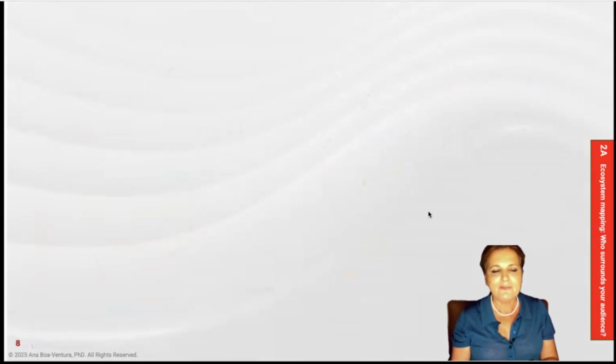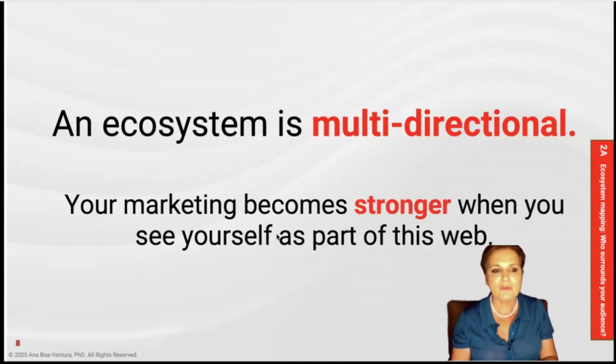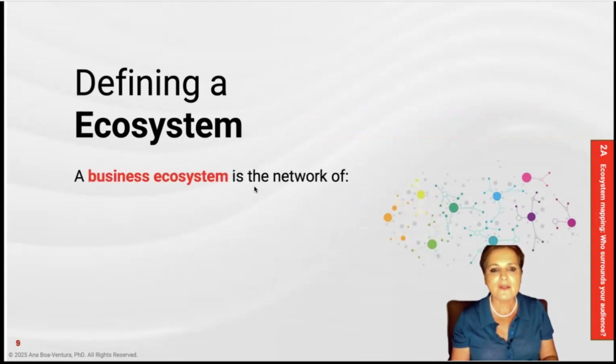So I really want you to think of an ecosystem, the fact that an ecosystem is multi-directional, right? It's very important. And so your marketing becomes stronger when you see yourself as part of this web. So instead of seeing that very limited funnel, let's start thinking about ecosystems with several agents, individuals, organizations involved. How can you define an ecosystem represented here by this web? Well, a business ecosystem is the network of several things, of people, of organizations, of touch points, right?